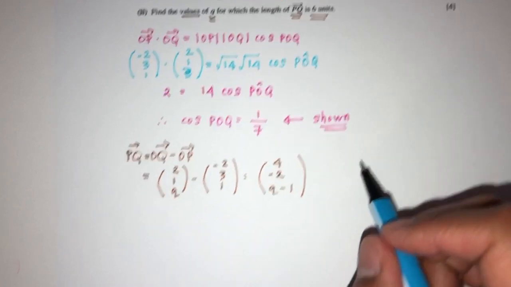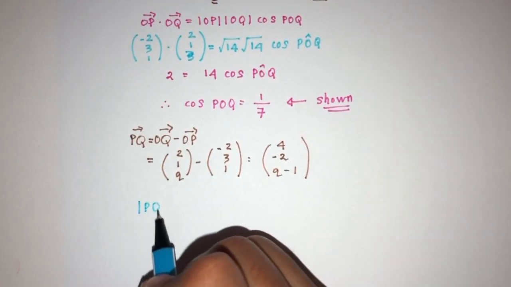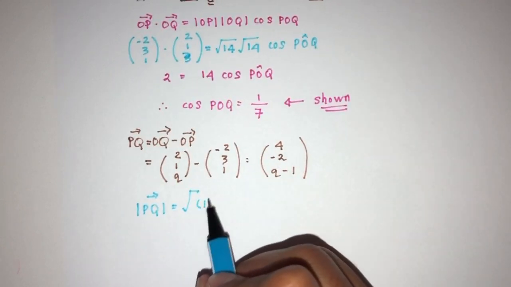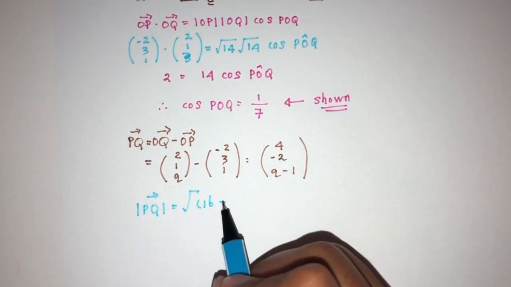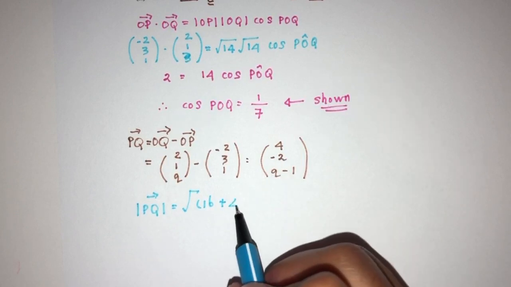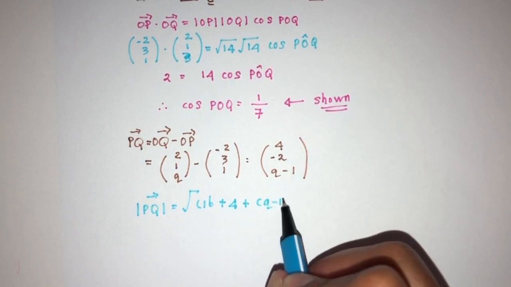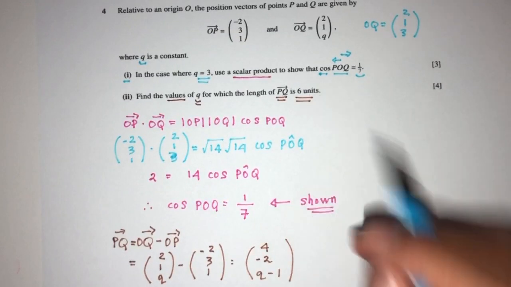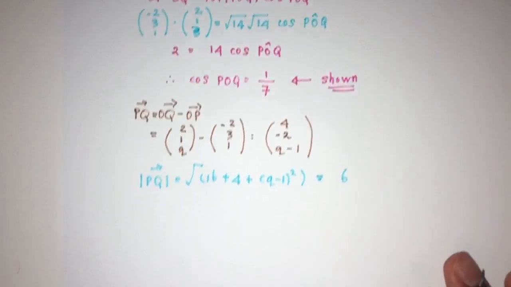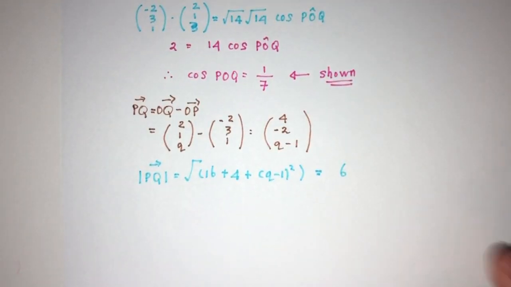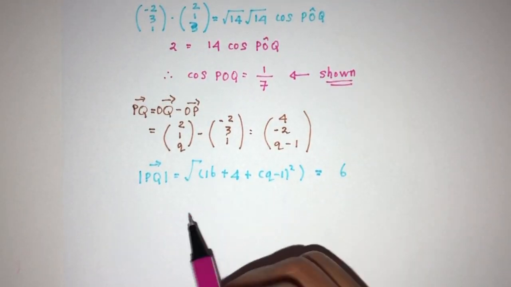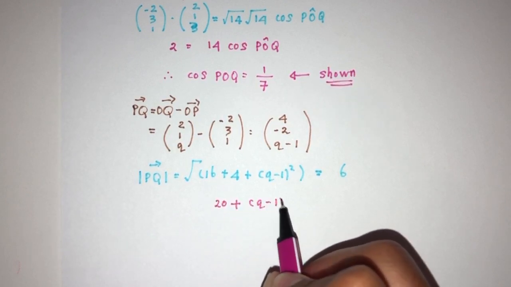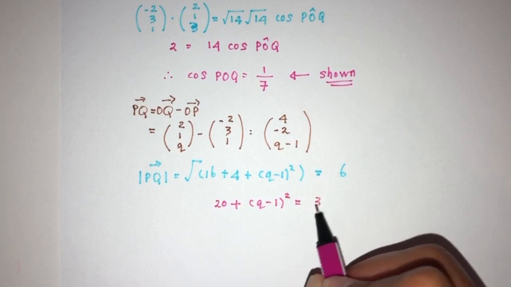Now to find the length of PQ, that will be the square root. First value is 16, so we have to square the values. That will be plus the value of 4, and then plus Q minus 1 squared. So this has to equal 6 units. Now we have to simplify, so we can square both sides first. So this will cancel out. You will have 16 plus 4 is 20, plus Q minus 1 squared is equal to 36.